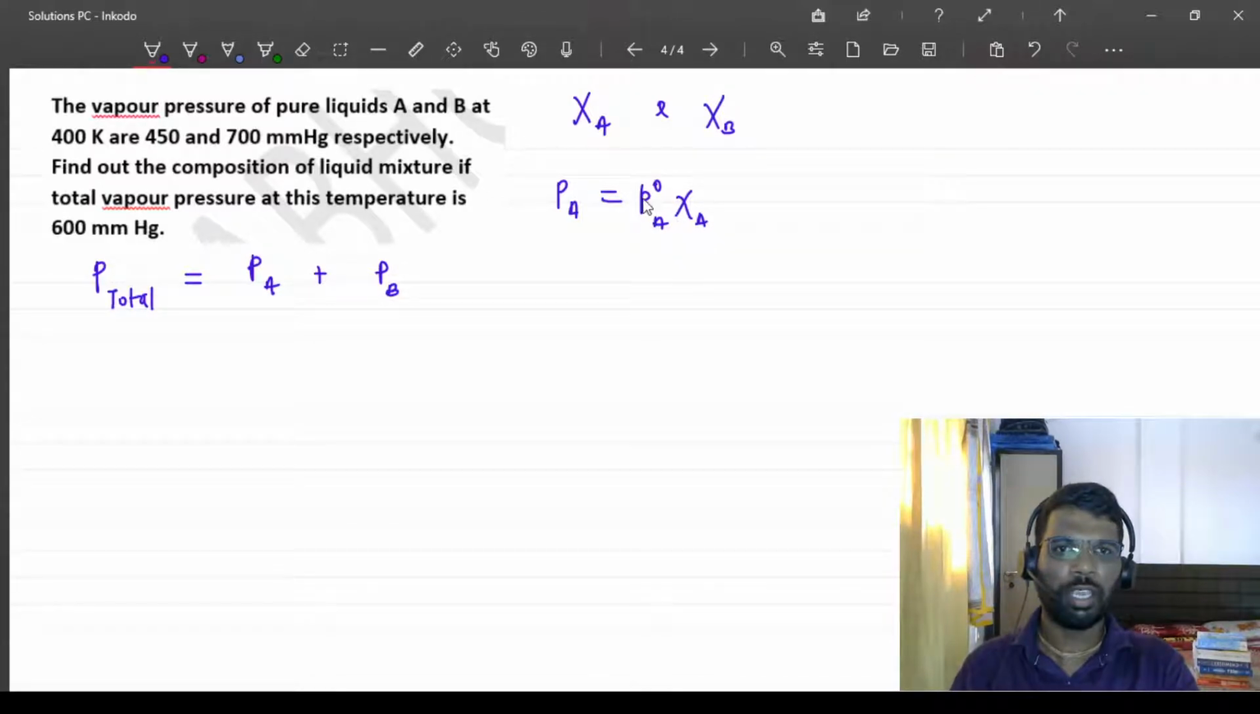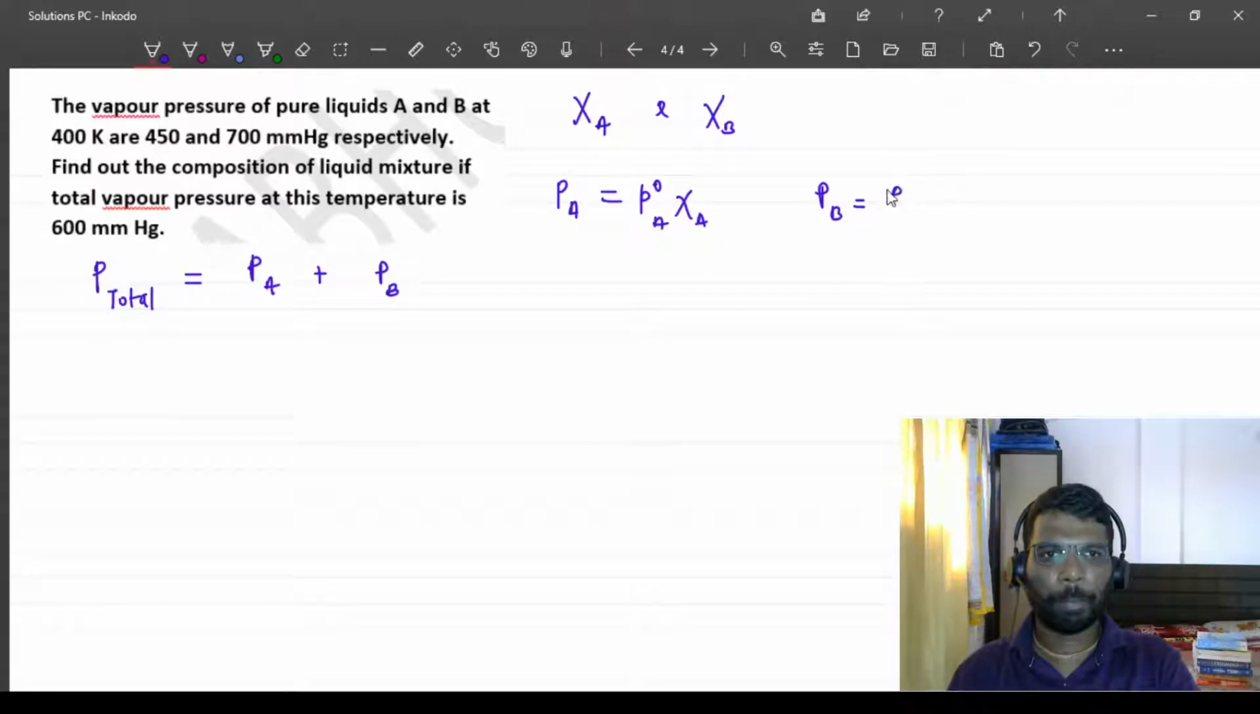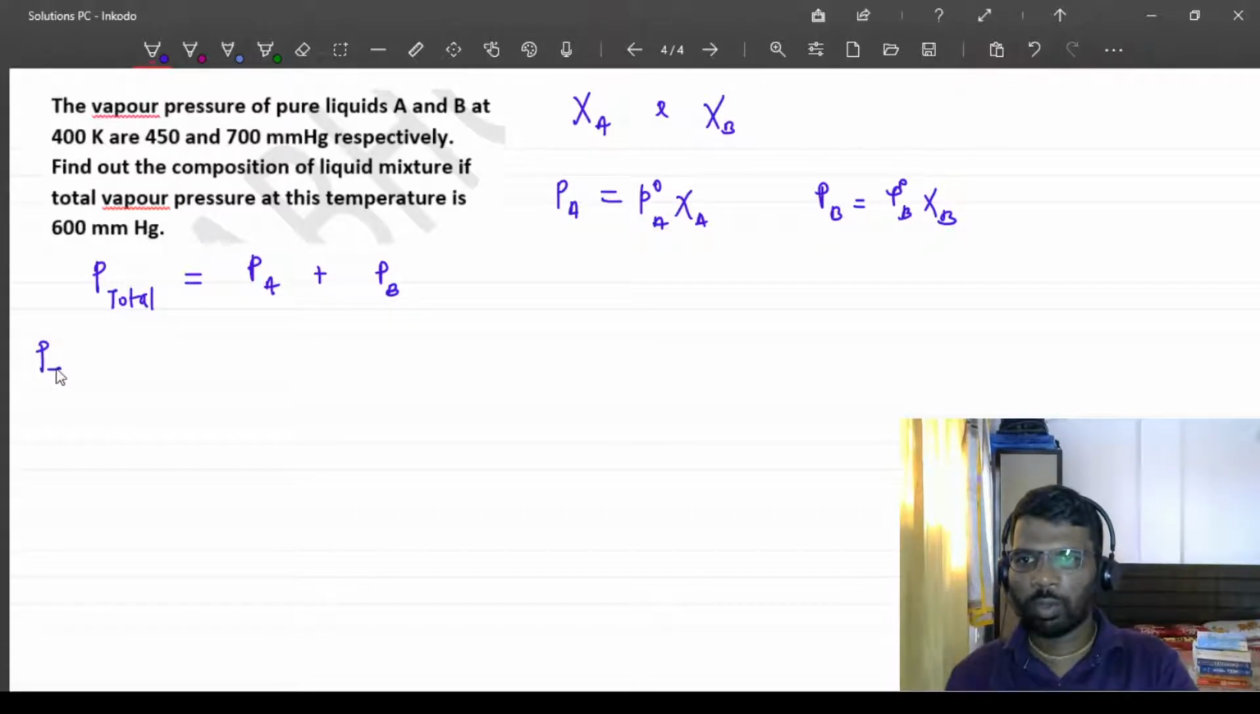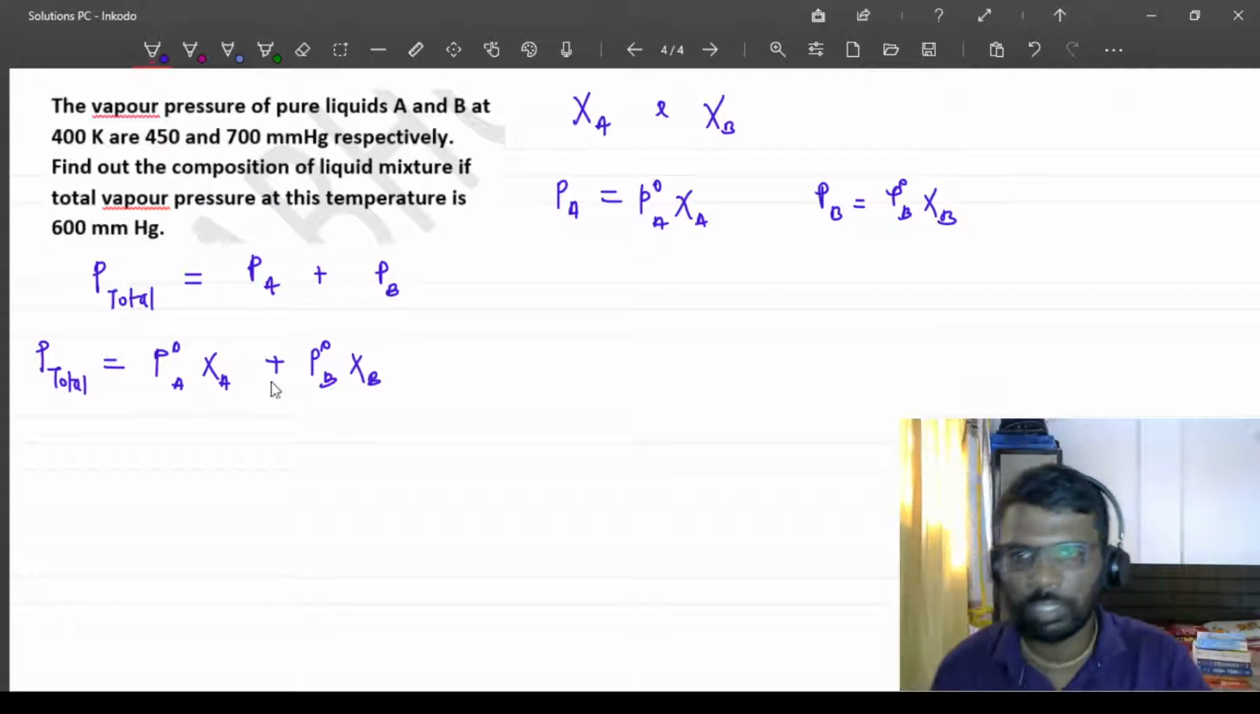The more the mole fraction, the more will be the partial pressure, and P naught A is the vapor pressure in the pure form. And Pb is P naught B into the mole fraction of B, and P naught B is the pure vapor pressure, right? And xb, or chi b, is the mole fraction of that. So what I'll write, P total over here, is equal to P naught A xa plus P naught B xb. Xa and xb are the mole fractions of these components.